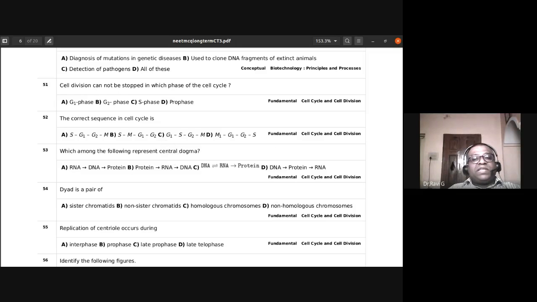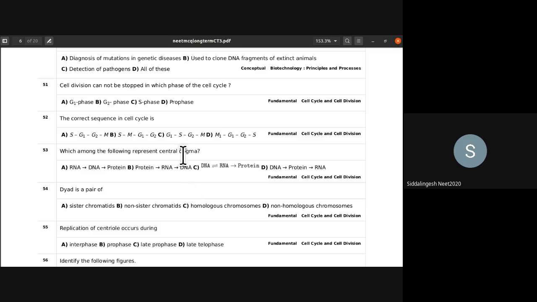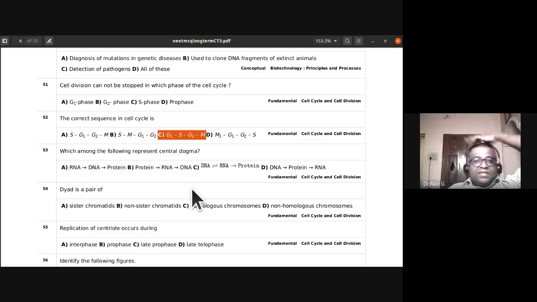The correct sequence in cell cycle is what? G1, S, G2, M, sir. C is the correct one. Which among the following represents central dogma? I discussed it the other day. Option C, sir. DNA synthesizes mRNA and mRNA synthesizes the protein by biological translation. The codons get translated into protein. So this is the central dogma of molecular biology. C is the answer.